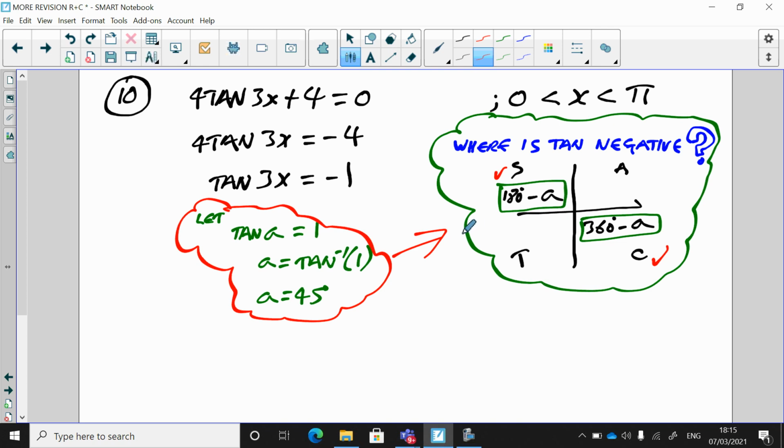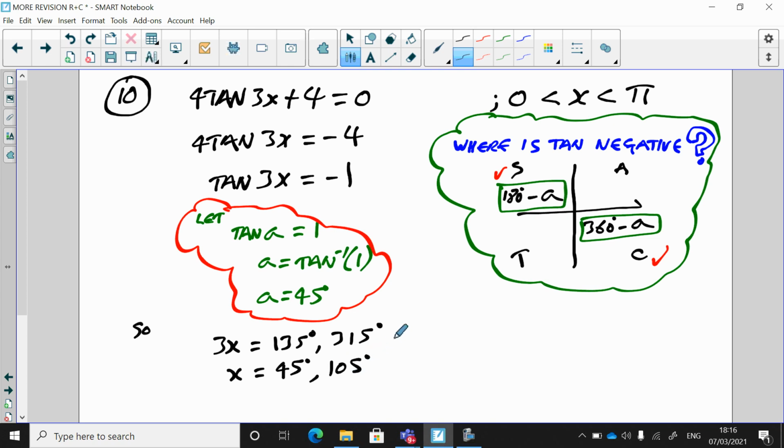Right, but we're not talking about tan anymore. We are talking about 3x, so we need to bring 3x back. So when I bring 3x back here, we'll get 3x equals 180 minus it, so that equals 135, and 360 minus that is 315. Okay, so let's solve for x. Let's divide both by 3, and it's 45 and 105. Right, that's fine.